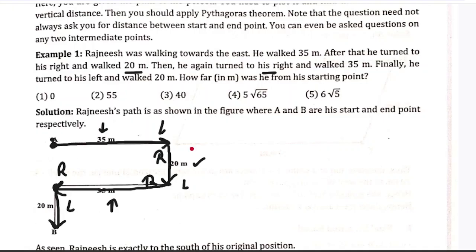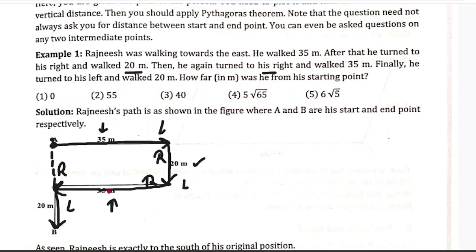Now he is not 35 plus 20 plus 35 plus 20. That is not the distance from the start, that is just the distance he traveled. But if the question is how far he is, that means I have to take a straight line distance.